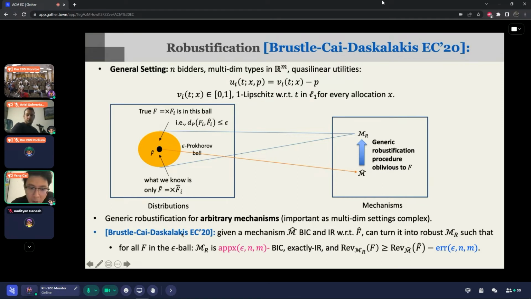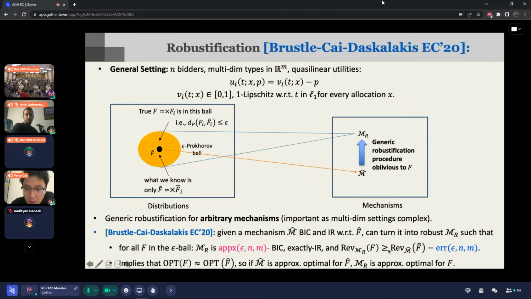Okay, so it guarantees that for all f in the epsilon ball, the robustified mechanism is approximately IC, exactly IR, and its revenue under the true distribution is only a little worse than what m hat will get under f hat.